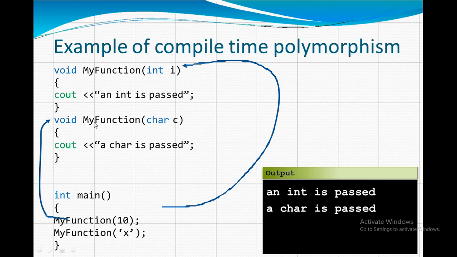Here the two functions have the same name but different signatures. Signature means they have different types of arguments, or the sequence of arguments will be different. So the output for this program is: an integer is passed and a character is passed. Whenever we call my function with 10, an integer is passed, and whenever we call my function with x, a character is passed.